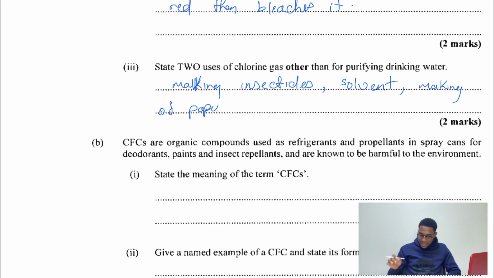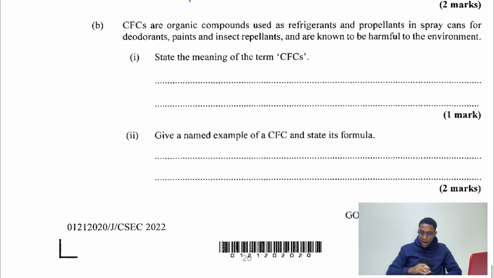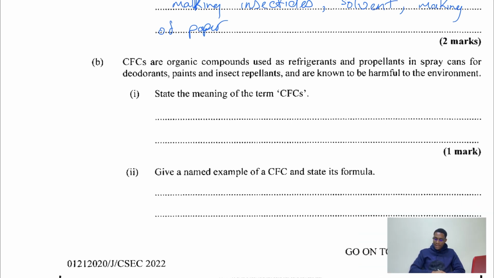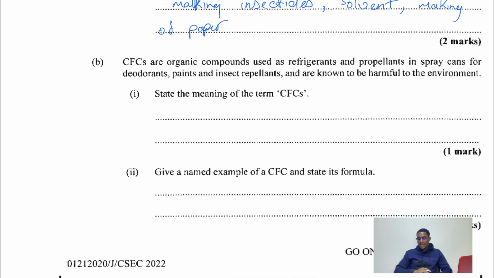CFCs are organic compounds used as refrigerants and propellants in spray cans for deodorants, paints, and insect repellents, and are known to be harmful to the environment. So part B one says state the meaning of the term CFCs. The meaning is chlorofluorocarbons. And give an example of a CFC and state its formula.